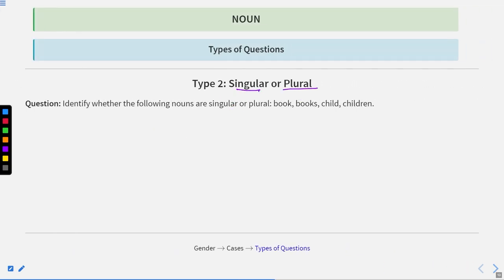That is on the singular or plural basis, which is exactly the most important type of question which occurs from the part of noun. You may have some words and be asked to make the plural or singular of those words. Also, you may be given a sentence in which a plural noun is grammatically incorrect according to the context, and you will be asked to identify the error. Identify whether the following nouns are singular or plural. For example, if the words given are book, books, child, children: book is singular, books is plural, child is singular and children is plural.